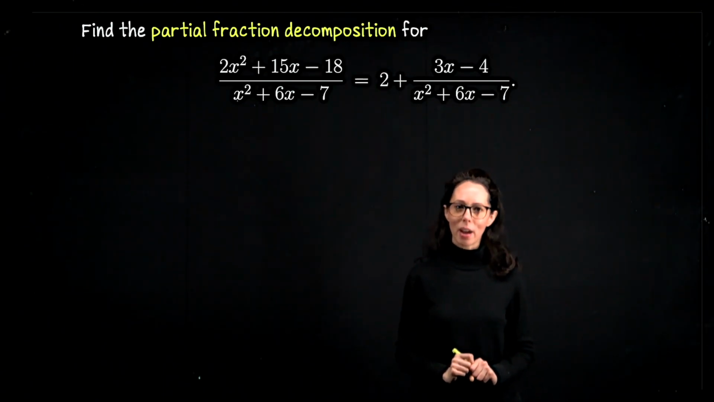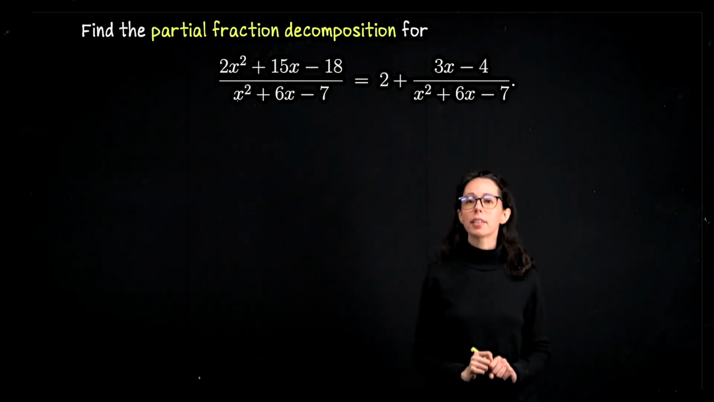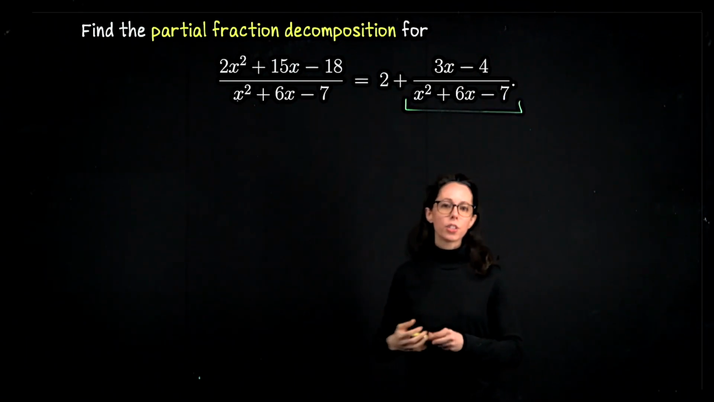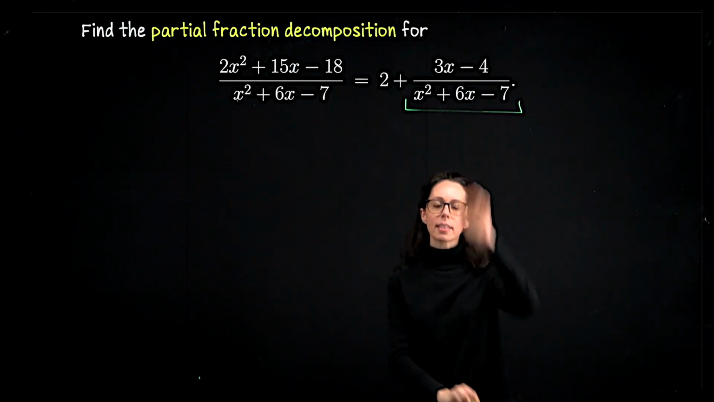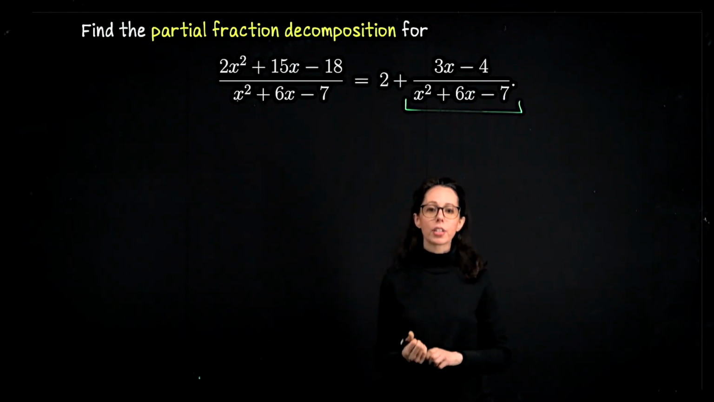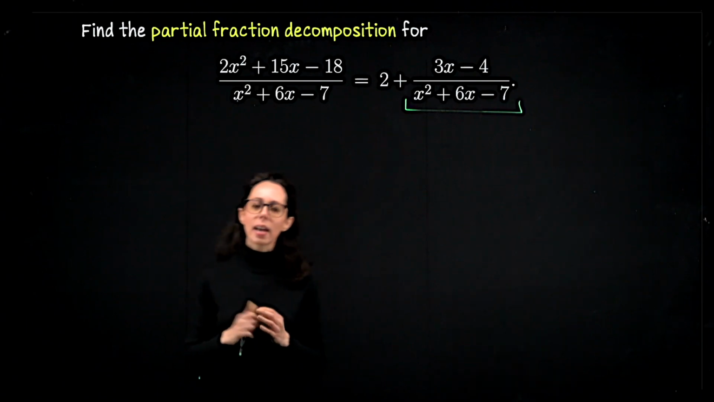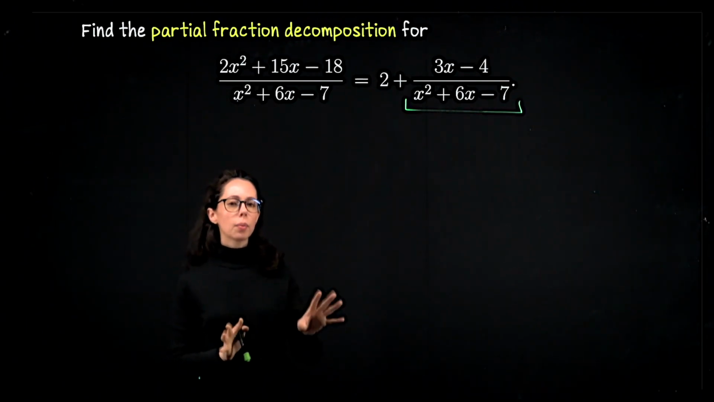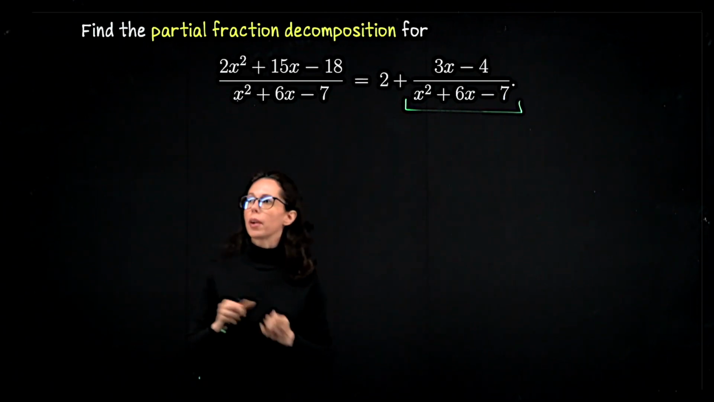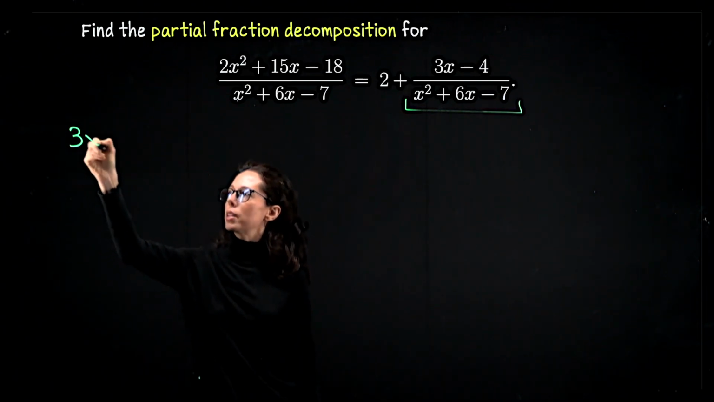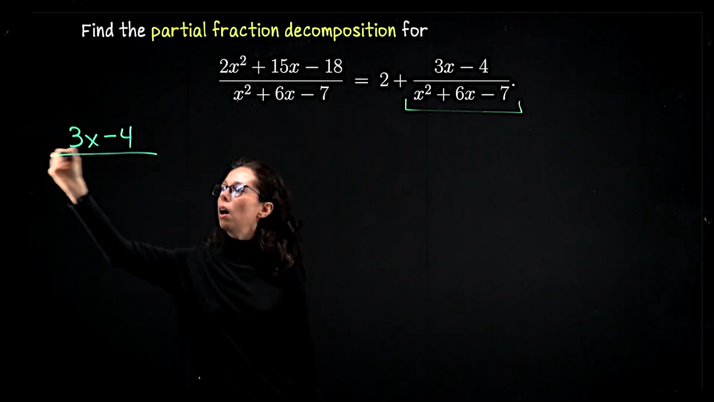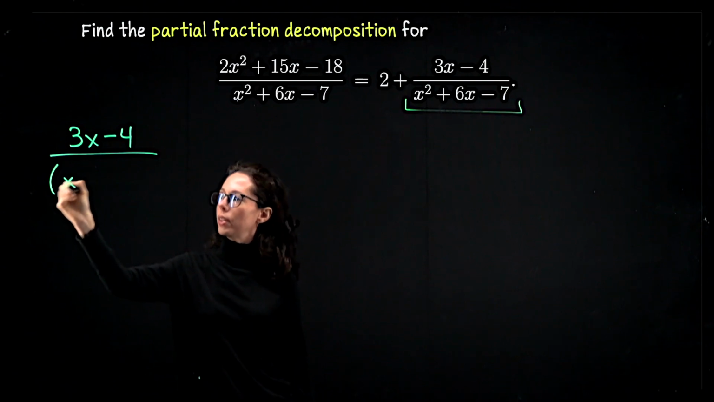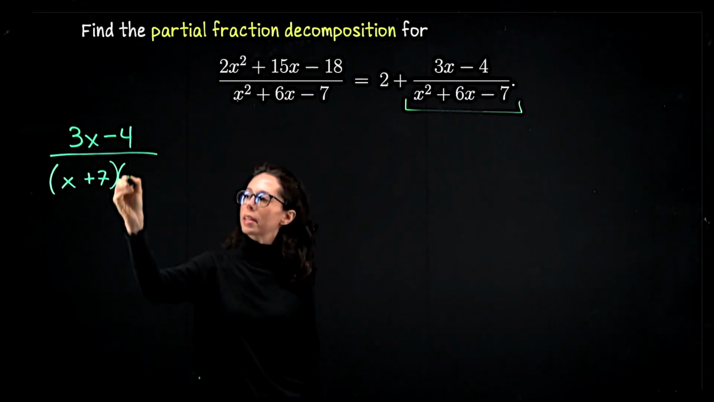Now that we've rewritten our rational function, we're ready to do partial fraction decomposition on this part. So you can ignore the leading 2 for a minute. We just need to take this and break it into smaller pieces so that we can anti-differentiate. So this is exactly the type of example I did in the first video, which means I'll work through this, but a little bit faster and with less explanation this time around. So what we have is 3x minus 4 all over the denominator, which factors into, let's see, x plus 7 times x minus 1.